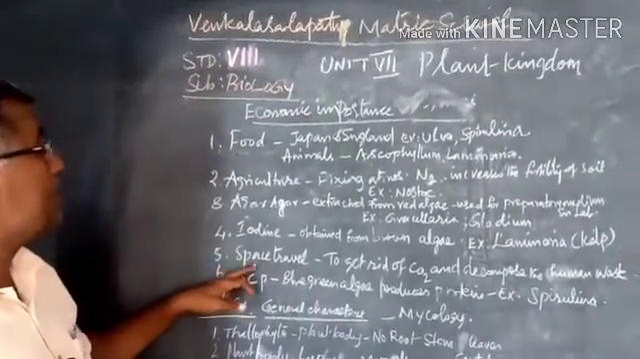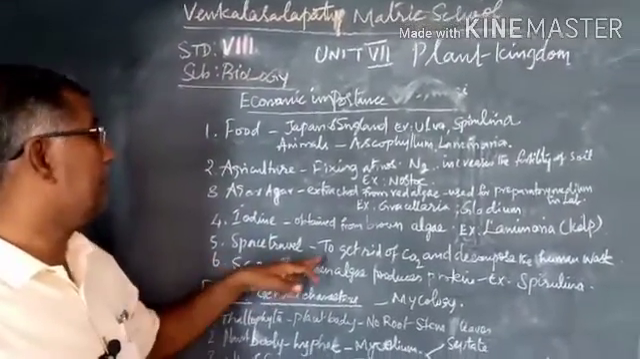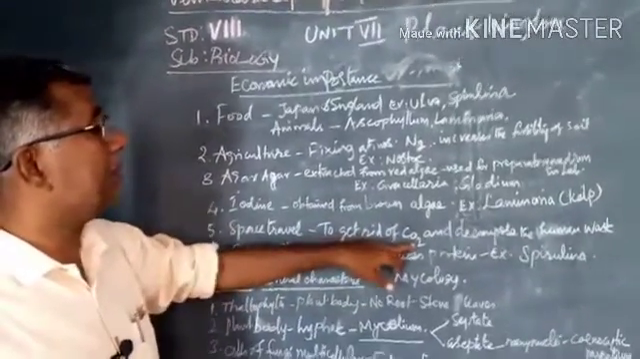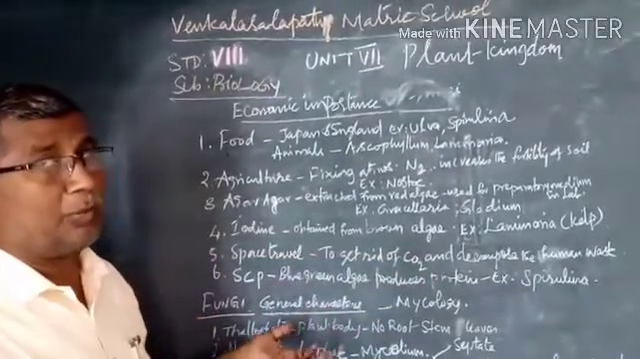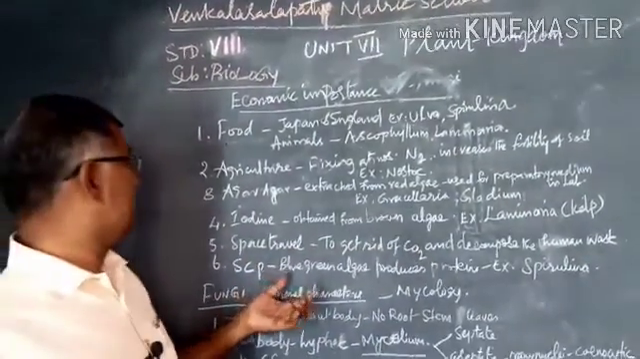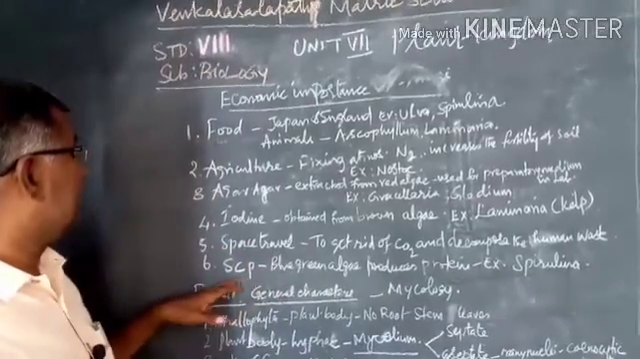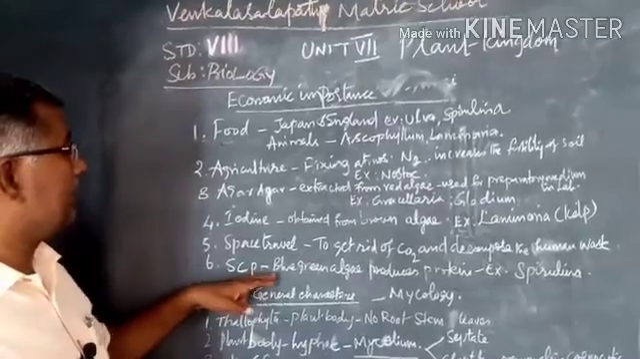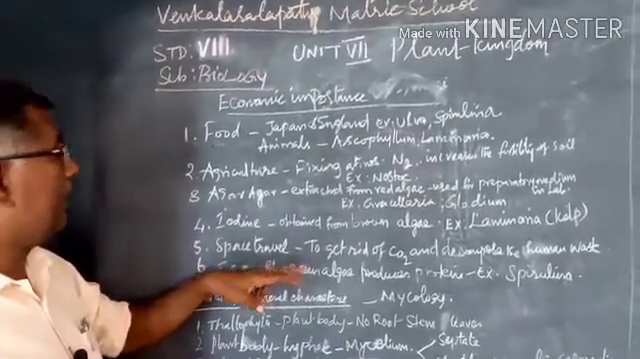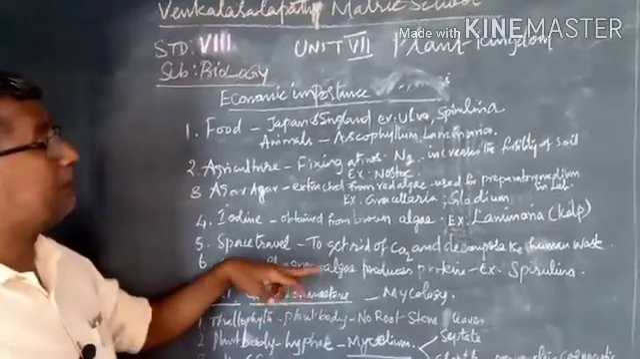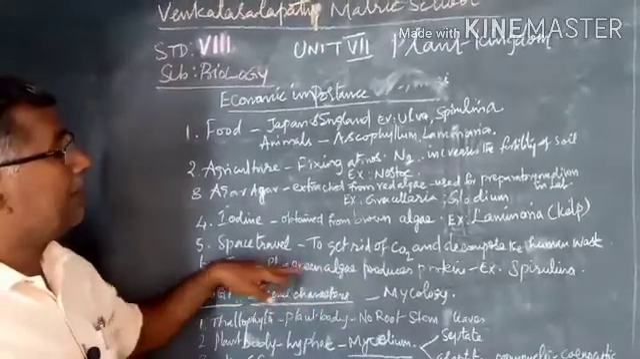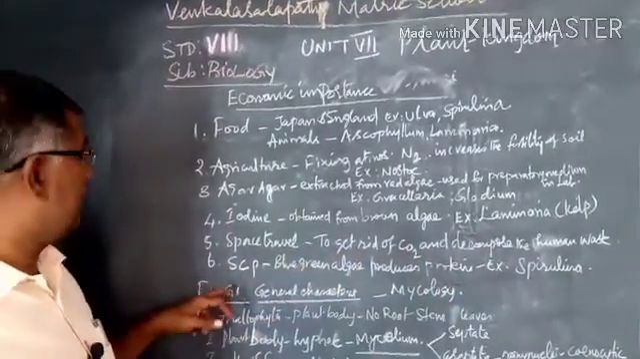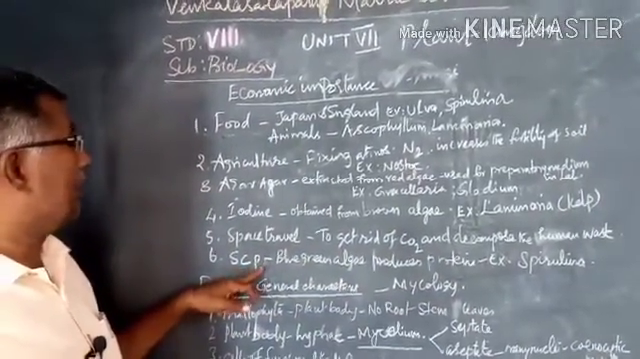It is in other words called kelp. Algae are used in space travel because they get rid of, rid means eliminate, carbon dioxide and decompose the human excretory waste. Then a very important economic importance is single-cell protein. Single-cell protein is nothing but Spirulina, the blue-green algae, which produces protein. It is made up of only one cell, that is why it is called single-cell protein.